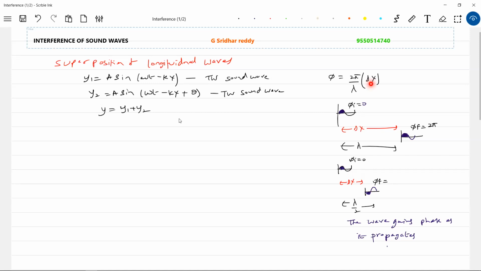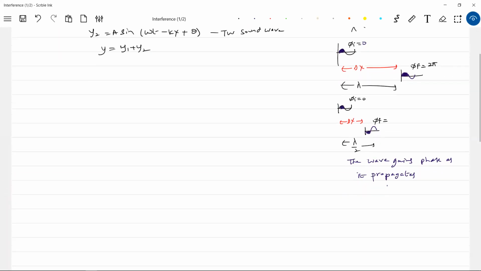Similarly, if the wave propagates lambda by 4, then pi by 2. Pi by 2 means what happened? It'll become cos like that. So in this way, why is this having more phase? Definitely at a given point, this has covered more path than this particular one. If such two waves undergo superposition, I will directly get into the topic here.